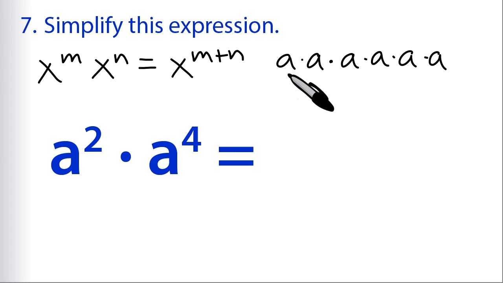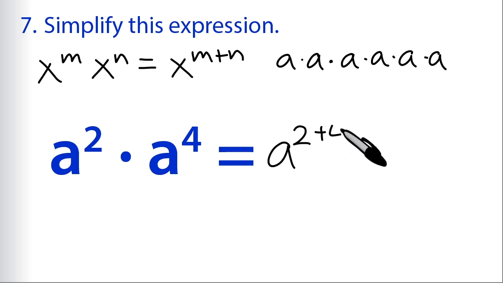And so what we have is 6 a's being multiplied together, and so that is a to the sixth. And you can get that by using our law here, by just adding these exponents, a to the 2 plus 4, which equals a to the 6, just like this way showed us, but this way is much quicker.